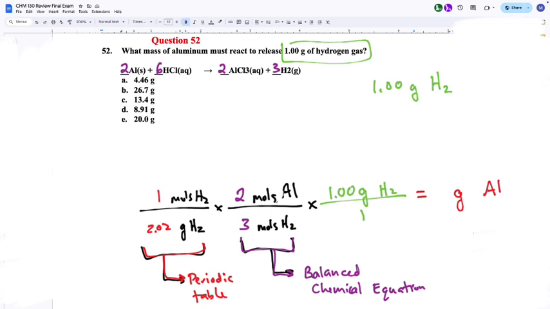What happens? Well, the grams of hydrogen cancel. That's great. And the moles of hydrogen cancel. That's also great. I didn't want any of those units, and fantastic. I started with a conversion factor that got rid of nothing, and then I added a conversion factor that got rid of almost everything. And now when I go through and look at my units, what do I notice?